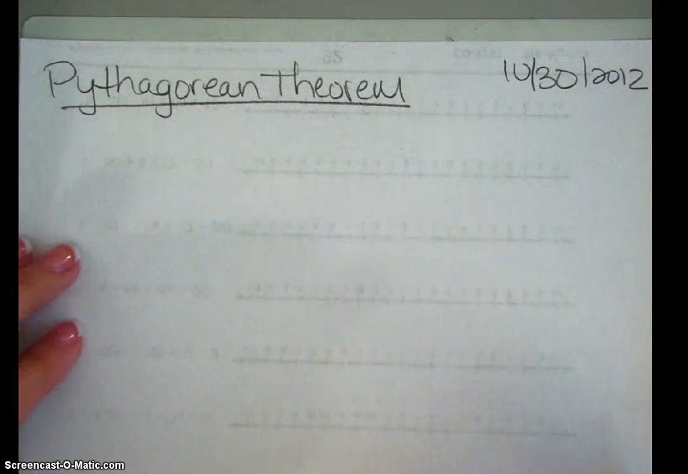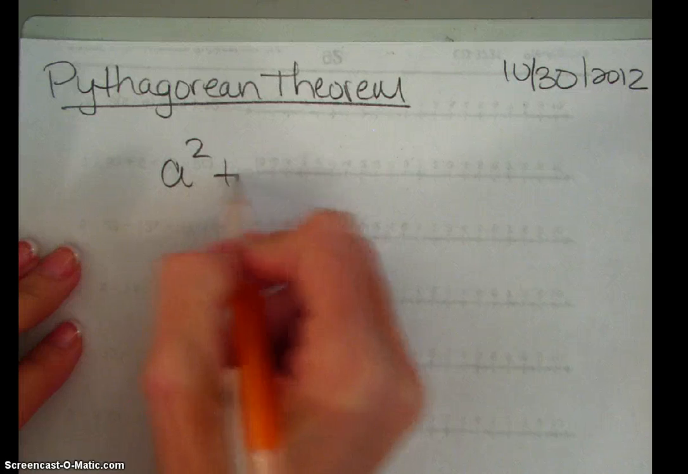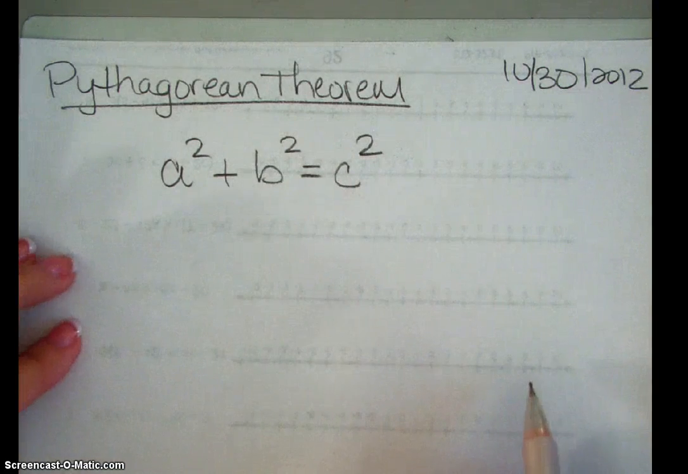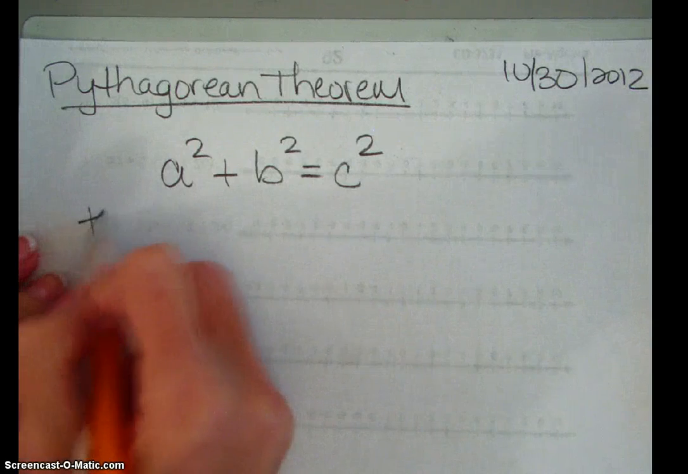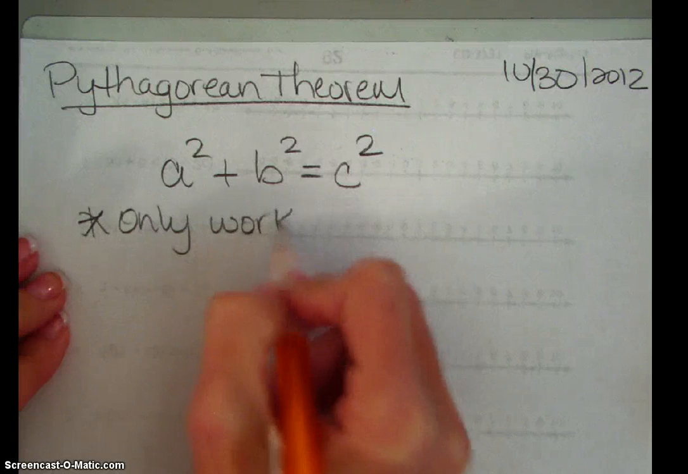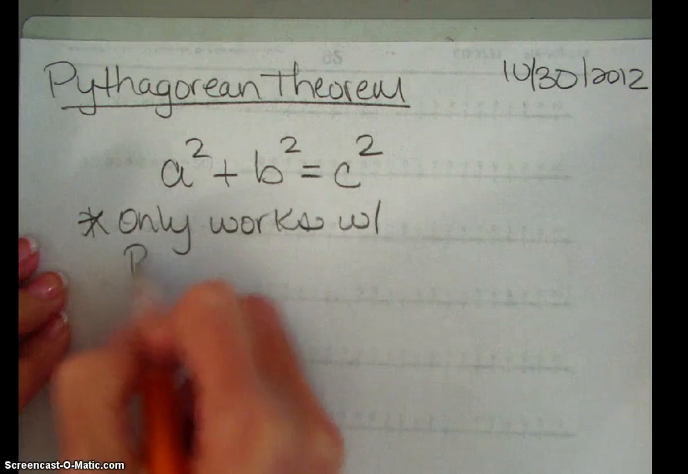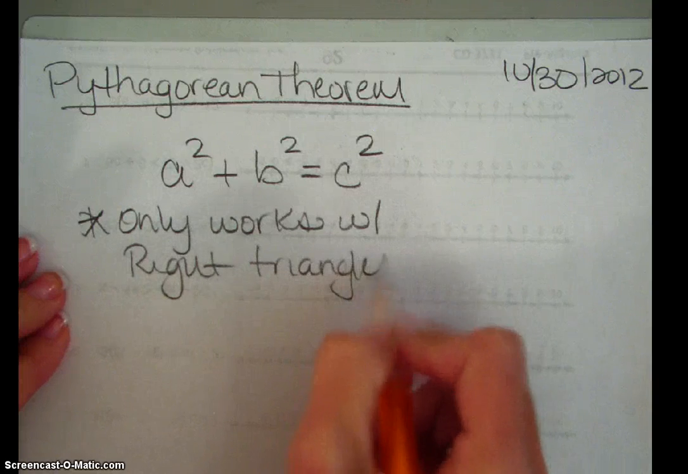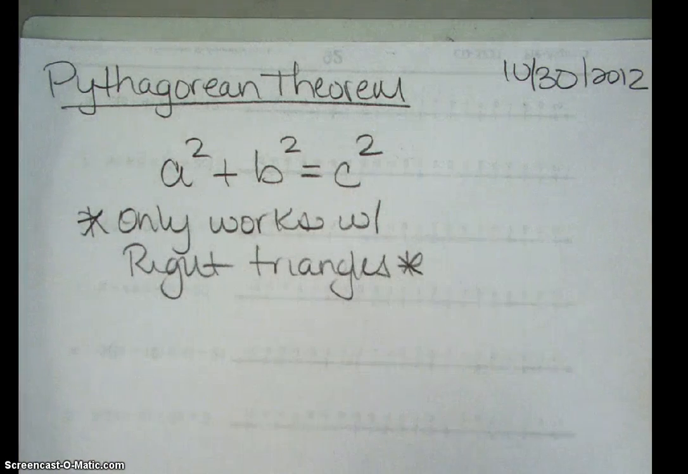Okay, well the Pythagorean Theorem says a squared plus b squared equals c squared. And it's very important, this theorem only works with right triangles. And we know what a right triangle is. It's a triangle that has one right angle.